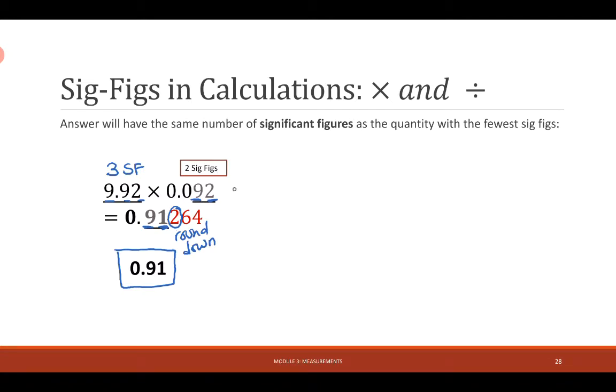The same would go for division. You just look at how many there are. 2 is less than 3. Keep 2 sig figs.